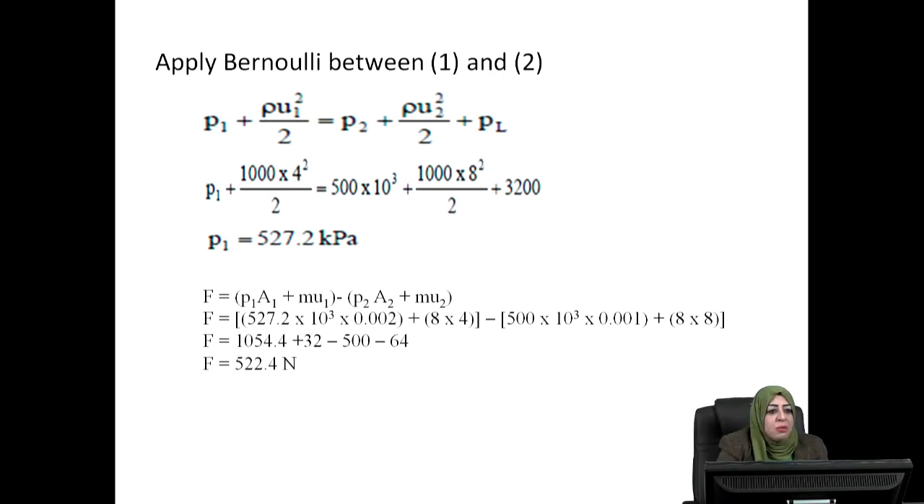نطلع نظيرتها at point 2. P2 that's mean 500 times 10 to the power 3 times A2 0.001 plus الام دوت 8 والسرعة الثانية تساوي قيمة 8. راح يطلع لي مقدار القوة الموجودة هي 522.4 نيوتن. وعادة احنا نحصل من المقدار summation مومنتم نحصل الرياكشن، وهنا مقدار القوة هي مقدار الرياكشن.